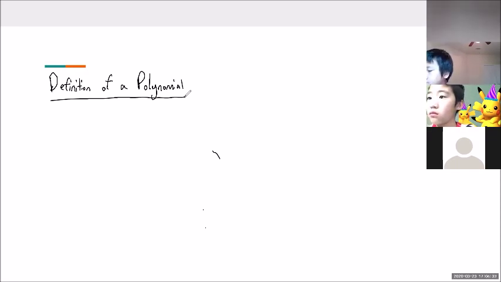In AMC 8, I think there are a few problems, not many. In AMC 10, there's a few more. But if you get into higher levels like AIME or even USAMO, there are going to be a lot of problems involving polynomials. So getting a basic understanding of them will be pretty important to advancing yourself in competition math.